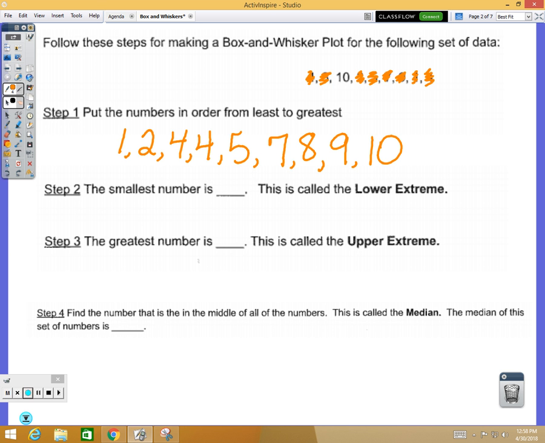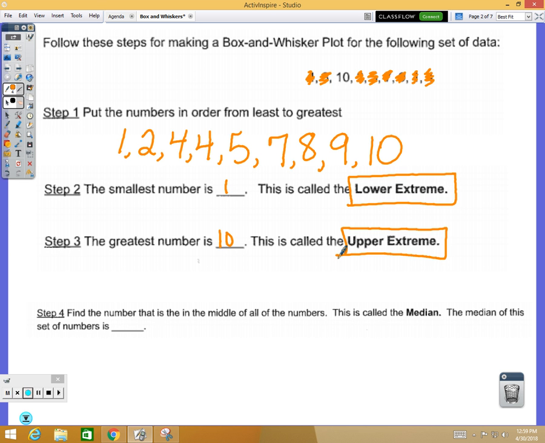Okay, step 2. The smallest number is what? 1. The smallest number is 1. This is called the lower extreme. So there's going to be a lot of vocabulary today. It's important that you know what those words mean. So the lower extreme is the smallest number. Step 3, the greatest number is 10, and it is called the upper extreme. So again, lower extreme is the smallest number, upper extreme is the highest number.